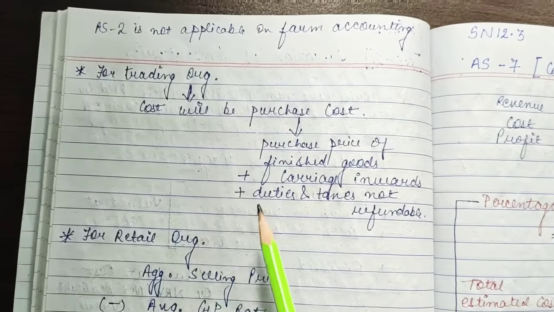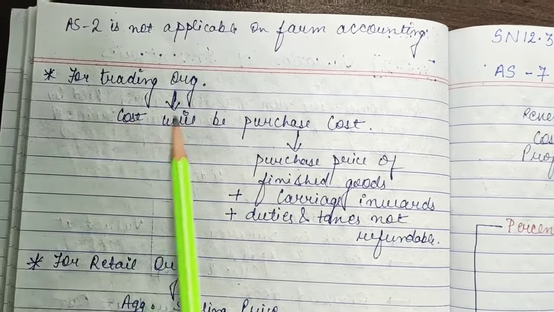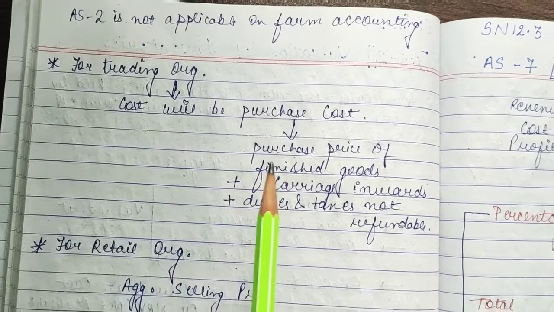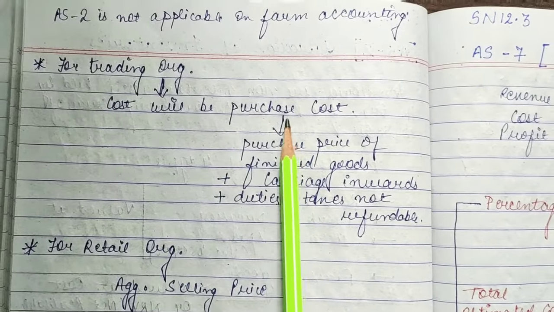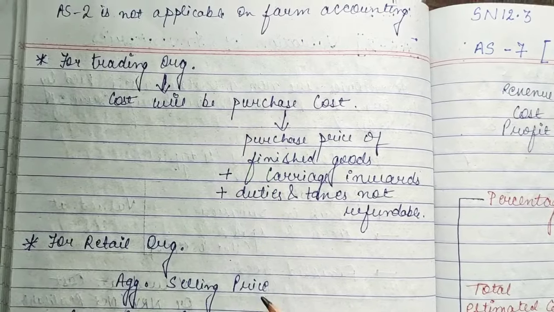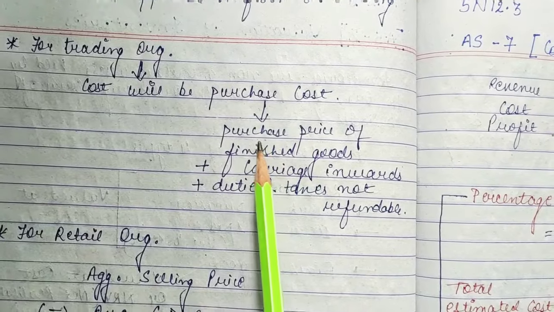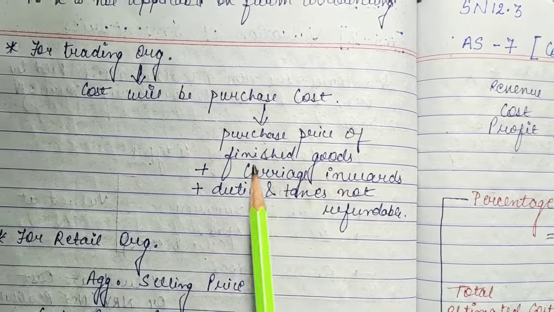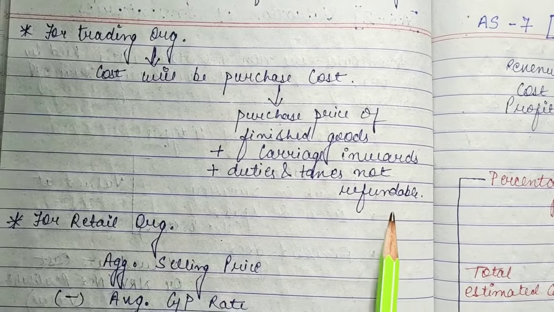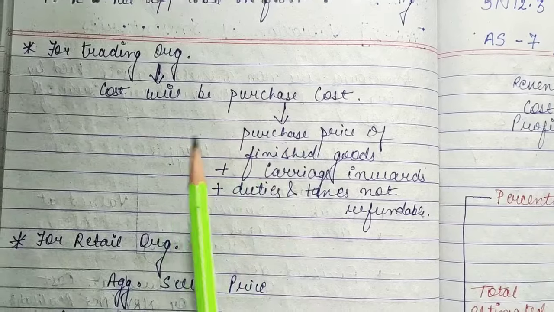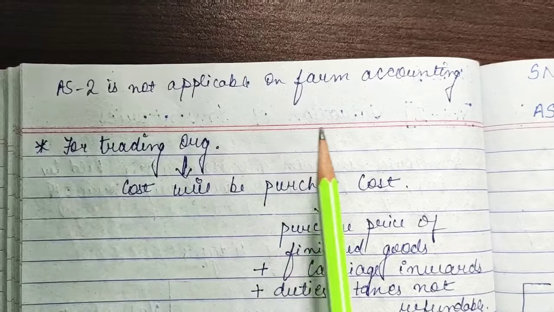Now for trading organization, obviously the cost will be the purchase cost, ठीक है. Trading organization means one that buys goods, adds its own profit and sells. So the cost at which it bought them becomes the cost of valuing finished goods. The purchase cost here includes the purchase price of finished goods, carriage inward, and duties and taxes which are not refundable. So for trading organization, cost will be the purchase cost itself. Now AS-2 is not applicable on farm accounting.